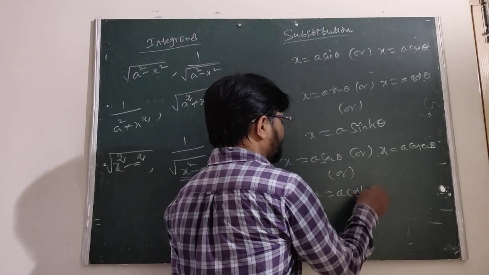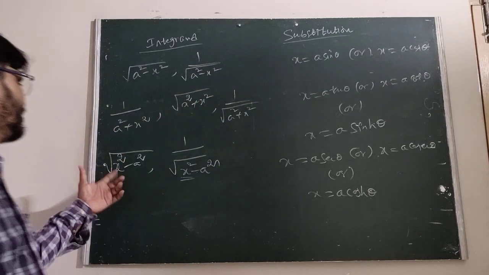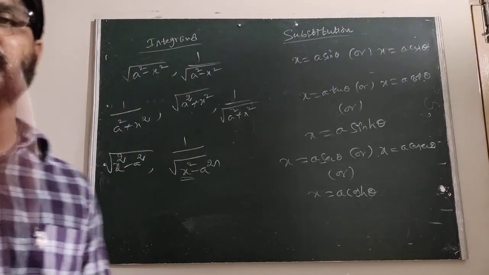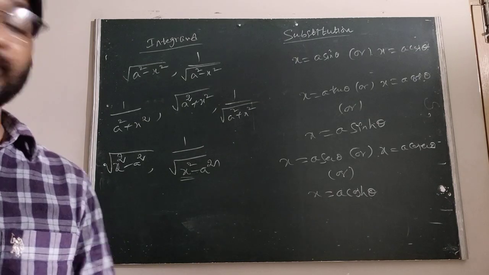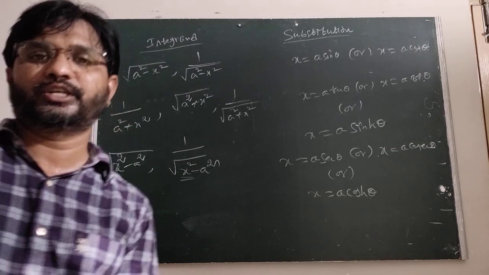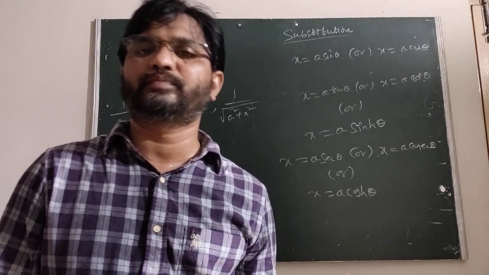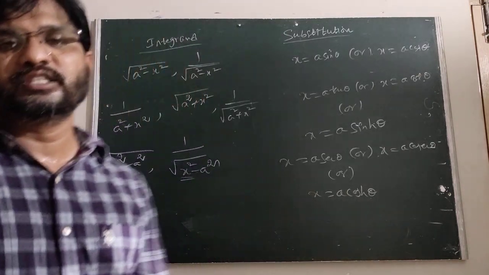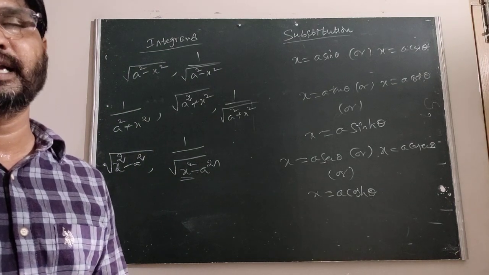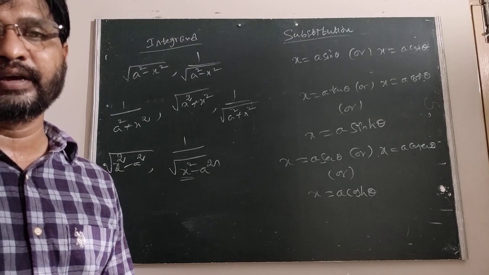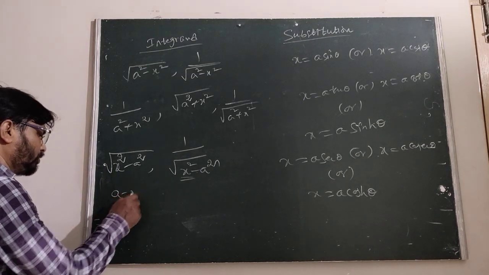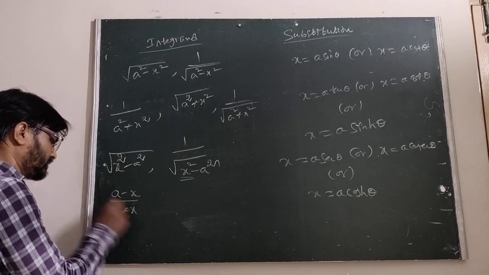a cosh theta. When the integral is in the form of x square minus a square, we can take a secant, or a cosecant, or a cosh theta. These three are very important. Then after that, either you can take a suitable substitution, or there is another general method that will come in the next exercises. First we are discussing the square root of a minus x by a plus x.